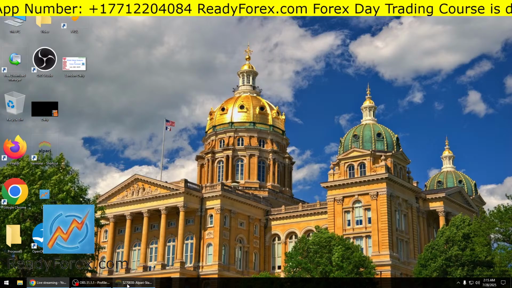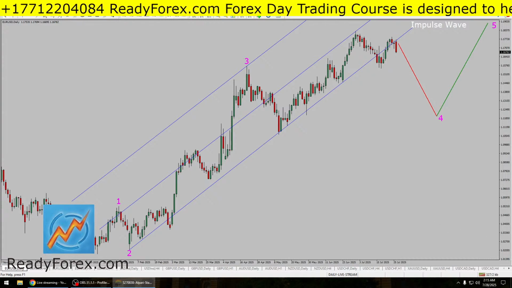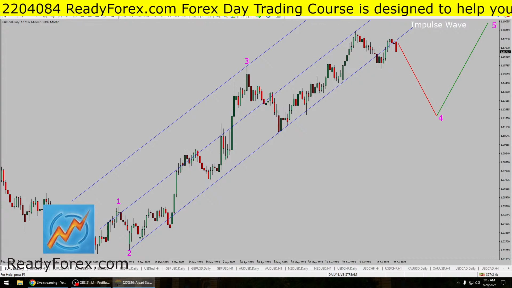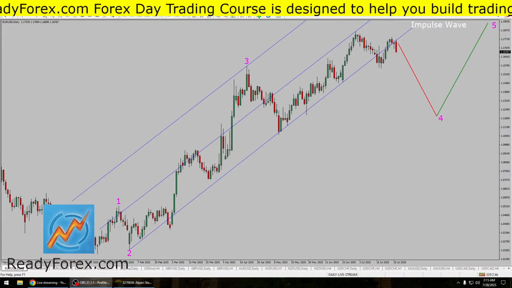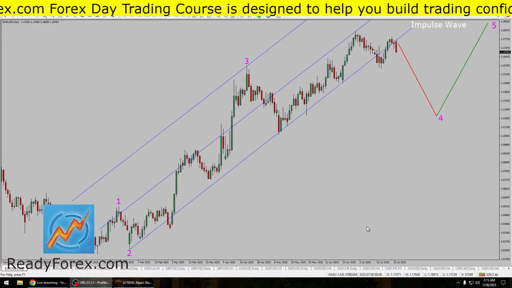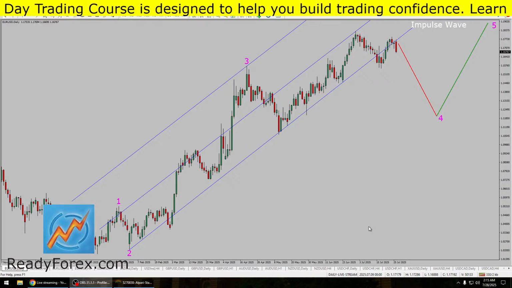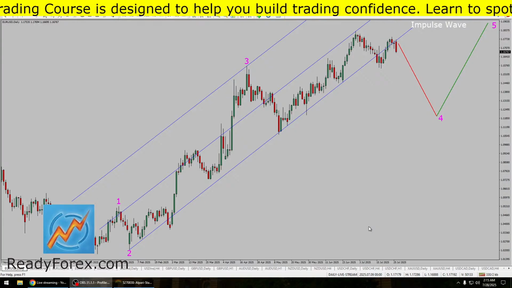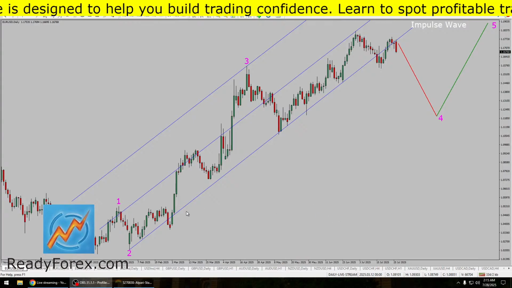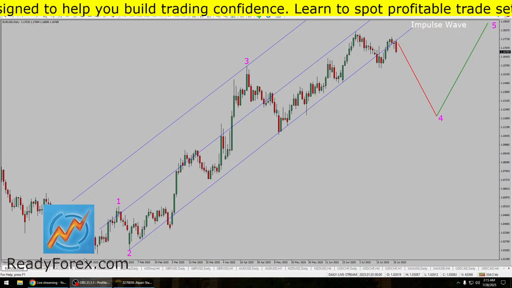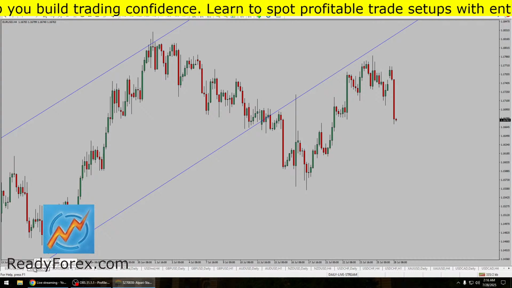Okay, let us take a look at some charts to see what's going on. This is the daily time frame of Euro USD currency pair, and it seems to me Euro dollar has started the decline as expected. And let us take a look at the 4-hour time frame to see what's going on.